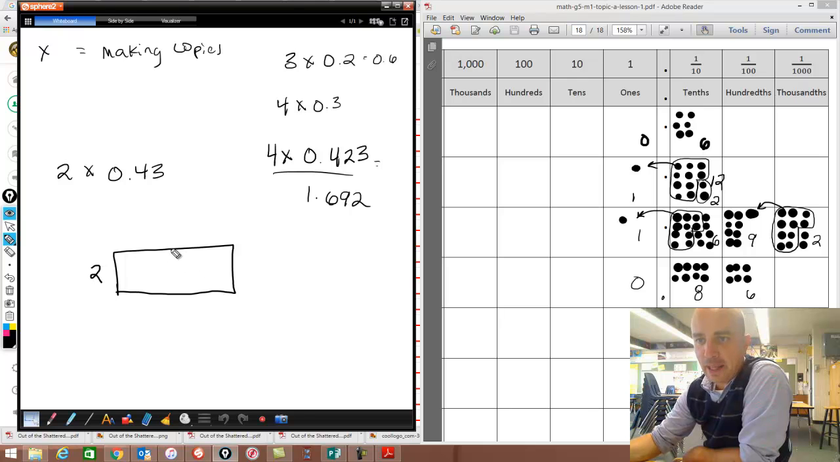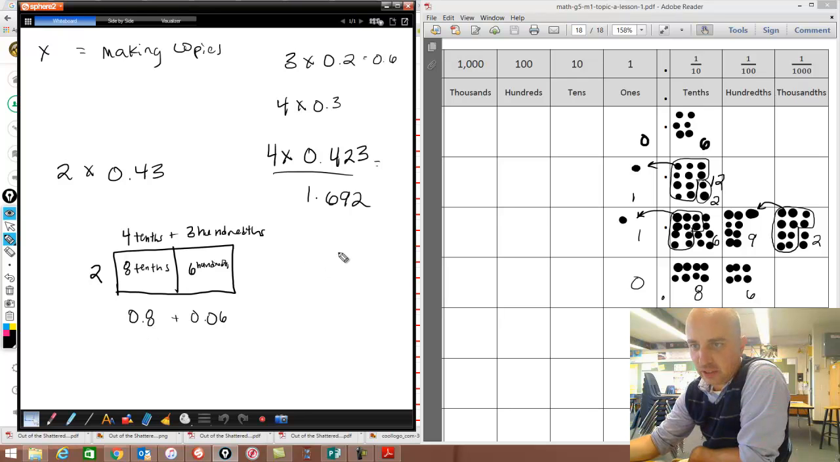I have 2, and what I have is I have 4 in my tenths, plus I have 3 in my hundredths, and so that would give me a total of 2 times 4 tenths would be 8 tenths, and 2 groups of 3 in my hundredths is 6 hundredths. I barely got it in there. So I have 8 tenths. I'm going to write that down here in standard form. 8 tenths plus 6 hundredths.